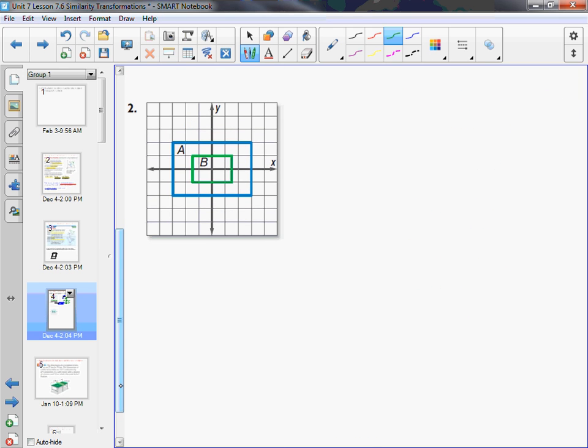Number 2. It's from A. So A is the original one, and B is the new one. Well, is B larger or smaller? Smaller. So this time we have a reduction. No. Always do the new one on top. If we stick with A and B, it's always B on top. Okay? All right, so the scale factor.